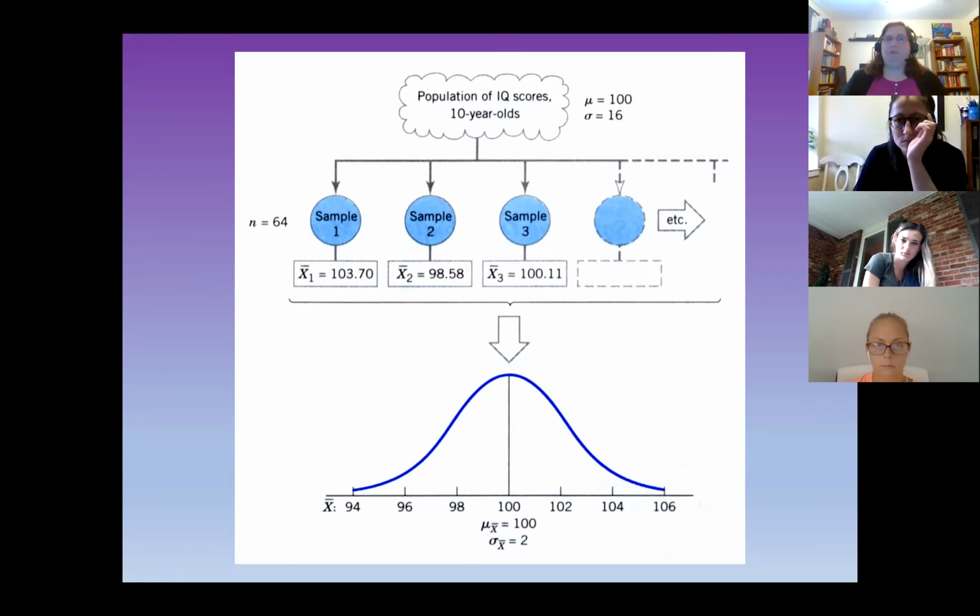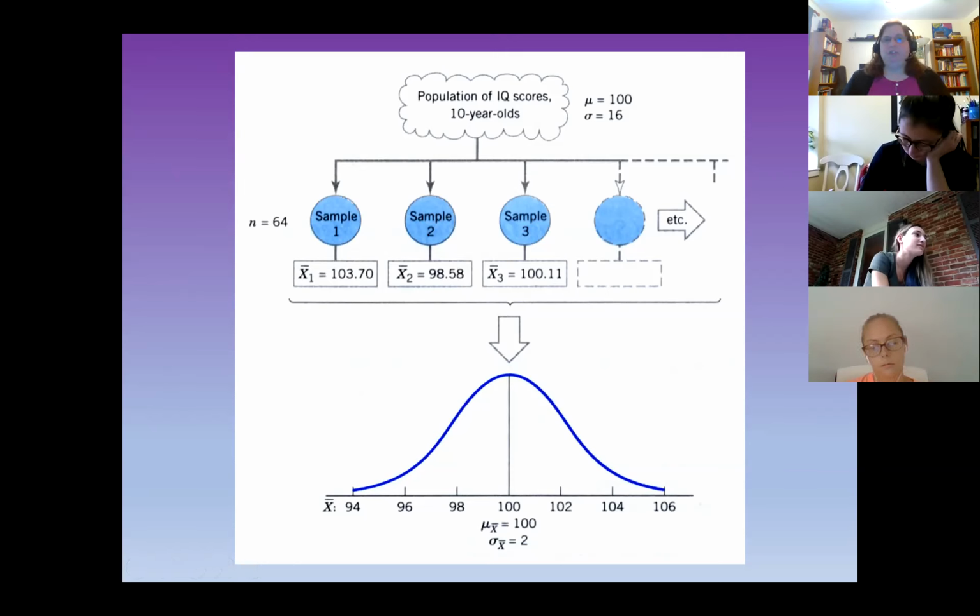Throw those pieces of paper away. Reach back in the bowl. Get another 64 slips of paper. Again, you don't care what the individual slips say, you only care about their average, so you take the average of the 64 numbers, and this time you get 98.58.